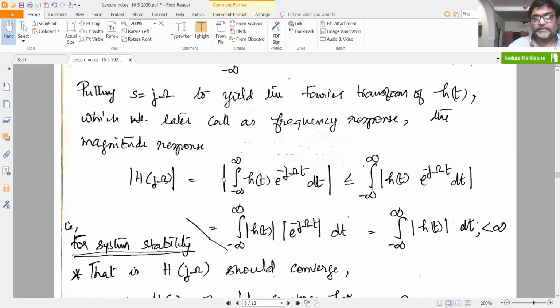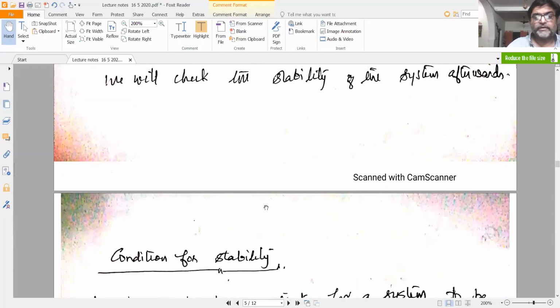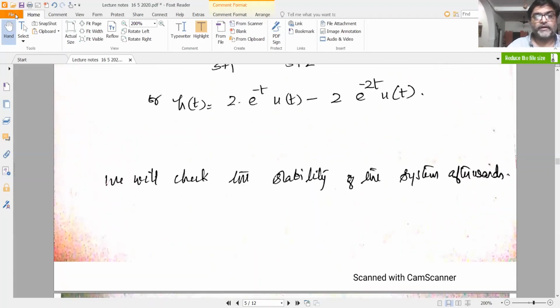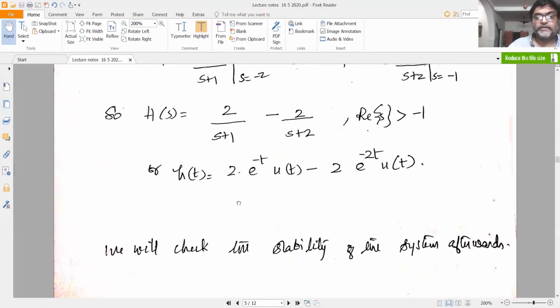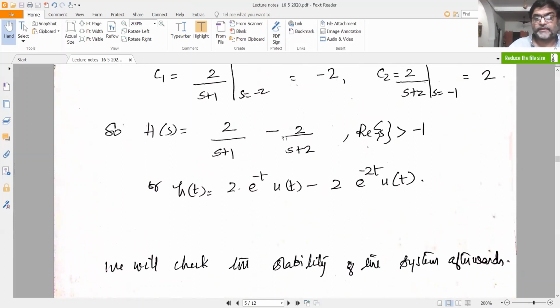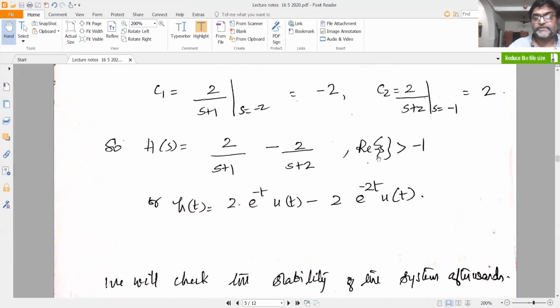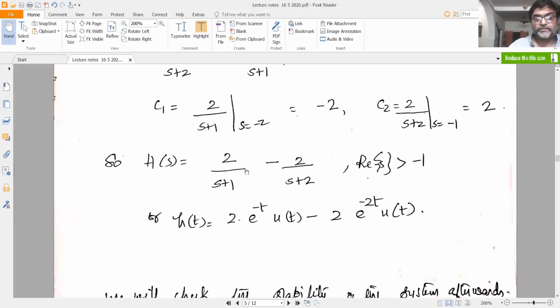So now we will revisit the previous question that we had already worked out. Okay, so we'll revisit this question that we have previously worked out, and then we'll look at this now. You have h of s is equal to 2 by s plus 1 minus 2 by s plus 2. Now, both the poles are on the left side of the j omega axis, that's on the left side of the s plane. Obviously, the region of convergence is real part of s greater than minus 1.